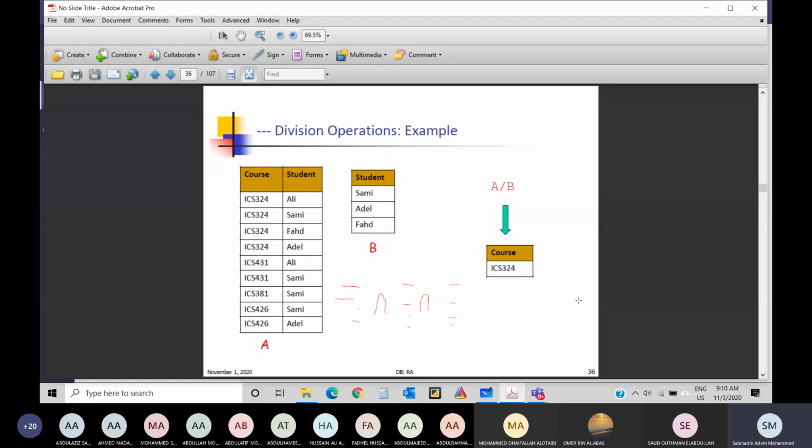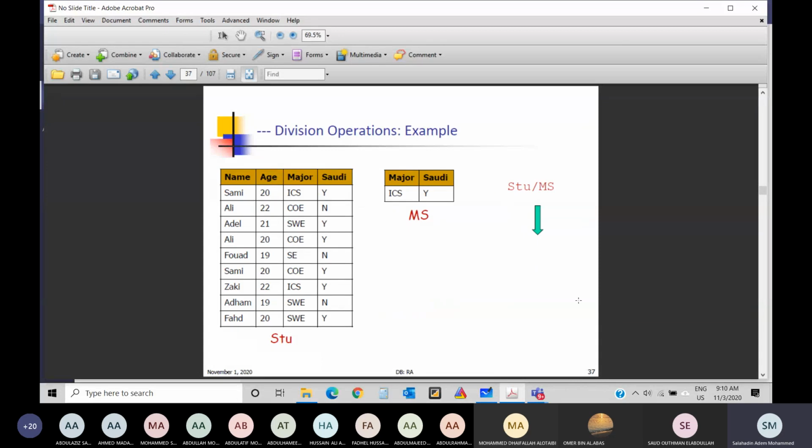Any question? Let's make it more difficult now. What about this? STU divided by MS. First of all, can we divide these two tables? Can we, guys? Can we divide them? Yes. Why can we divide them? Tell me. I think because STU has more or equal column numbers to MS.